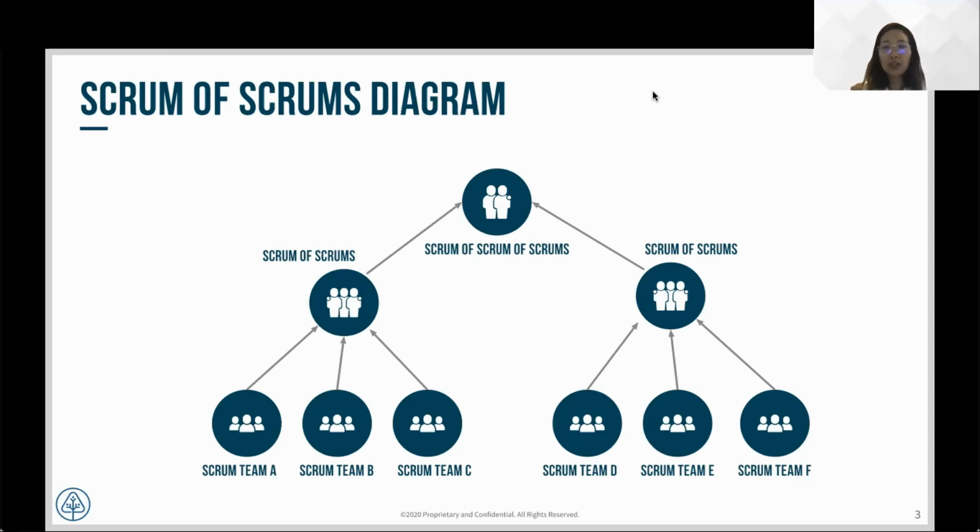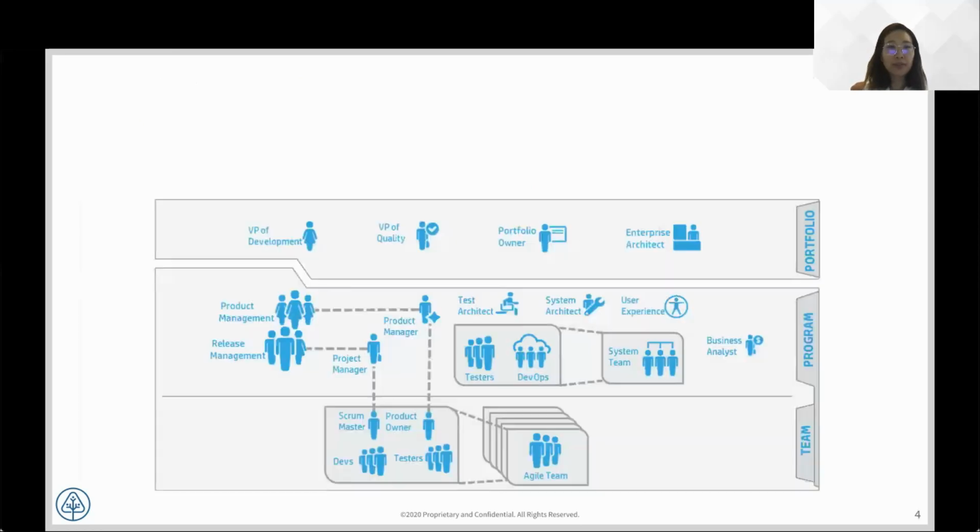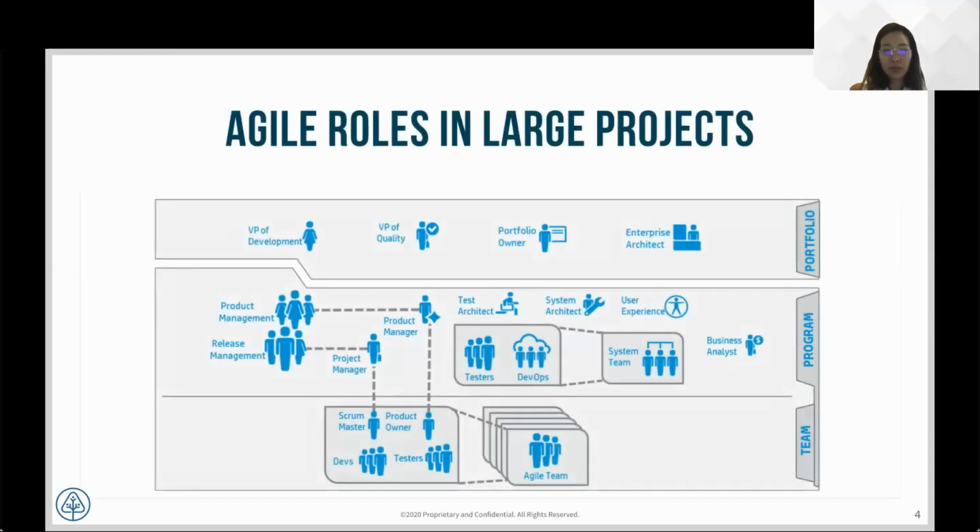So if we look at this from more vision or operation perspective, we can see that we have Scrum teams operating at the team level and Scrum of Scrum operating at the program level. And finally, we have Scrum of Scrum level that's operating at the portfolio level. And each level needs to be aligned with the clear vision.